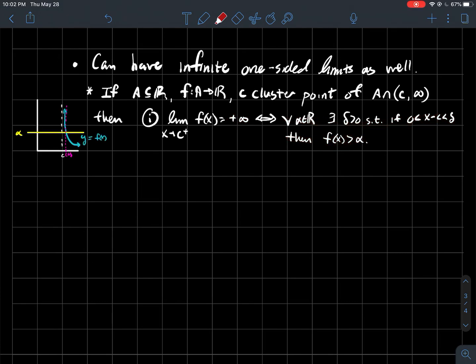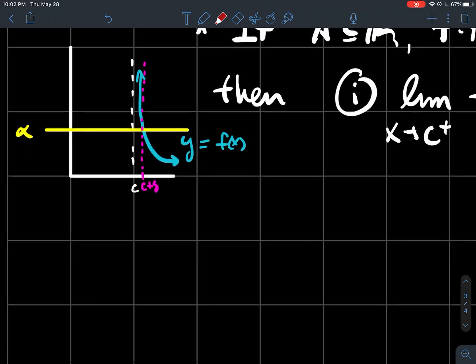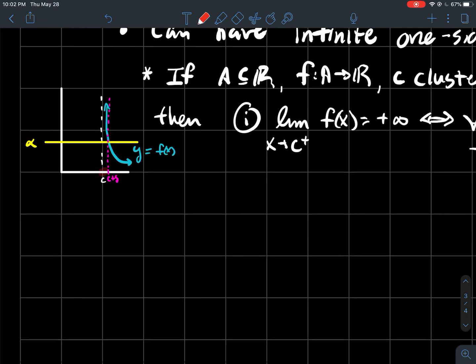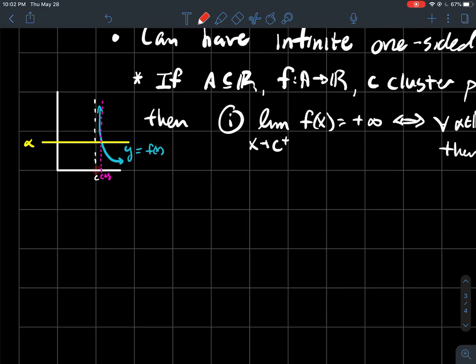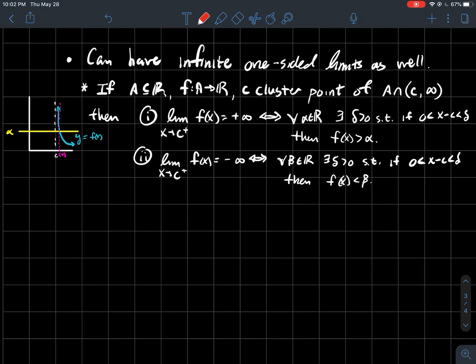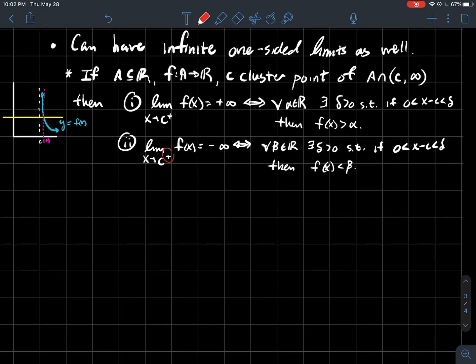And I've got a picture for you here. Ta-da. So here's my function, and all I care about is to the right there. Can I put some window around c so that for all the x values in this window, when I plug that into my function, it spits out a y value that's above alpha? If for any alpha you can put such a window around c, then that means that your limit goes to infinity from the right.